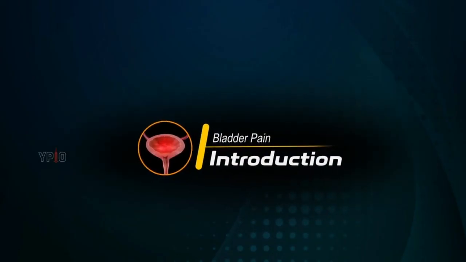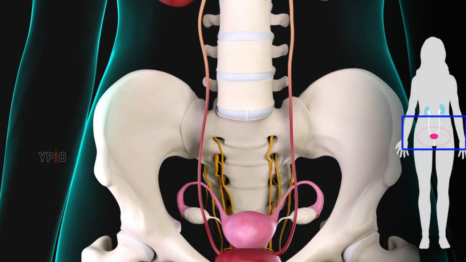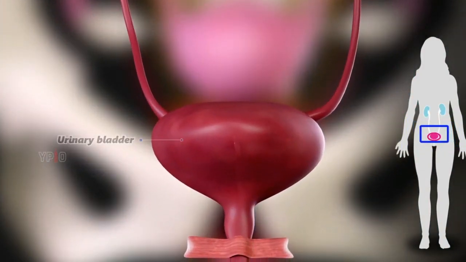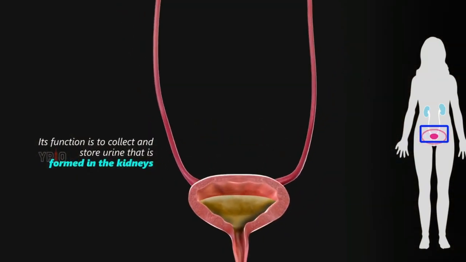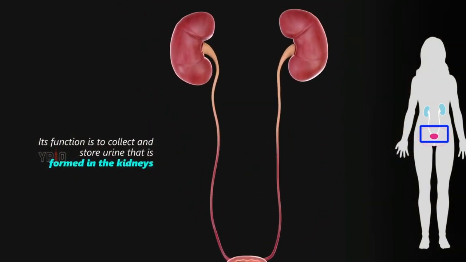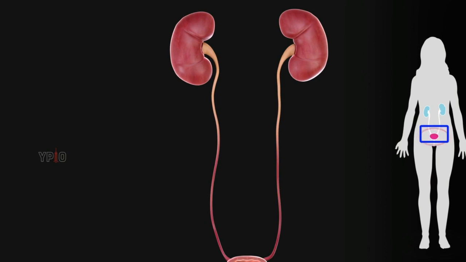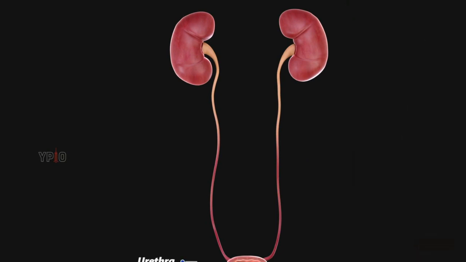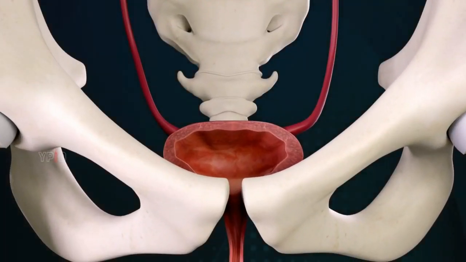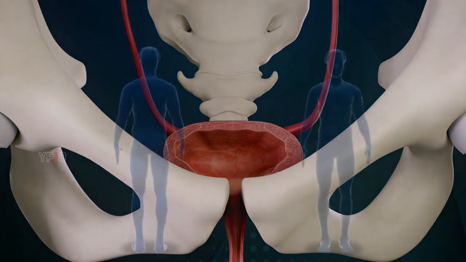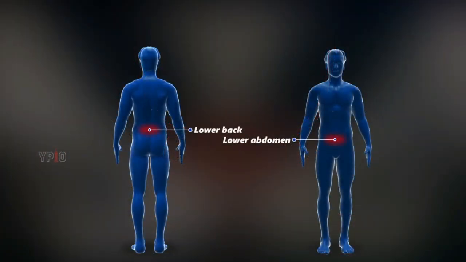Introduction. The urinary bladder is a hollow, elastic, muscular organ in the lower abdomen and pelvis. Its function is to collect and store urine that is formed in the kidneys, which is then removed from the body through a tube called the urethra during the process of urination. Bladder pain is discomfort that originates in the bladder and may manifest as pain in the lower abdomen, lower back, or groin.